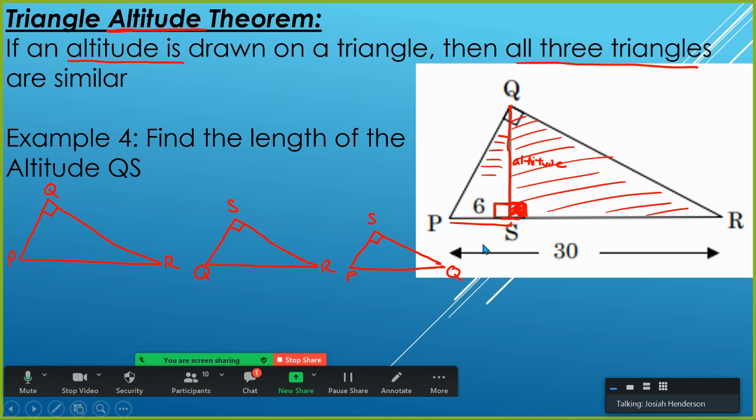Now that we've got them separated, let's label what we know. They want us to find the length of the altitude QS. So they didn't label too much here. They said PS is 6. So find wherever PS shows up in our diagrams on the left. So this is 6. And then they also said that PR is 30. And we want to find QS. So let's label that as x, unknown.